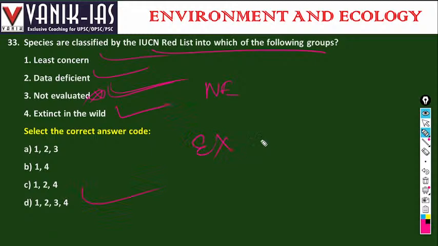One is extinct, then extinct in the wild, then critically endangered, then near threatened, then least concern, then data deficient, then not evaluated. These are the different categories of species classified under the IUCN Red List.